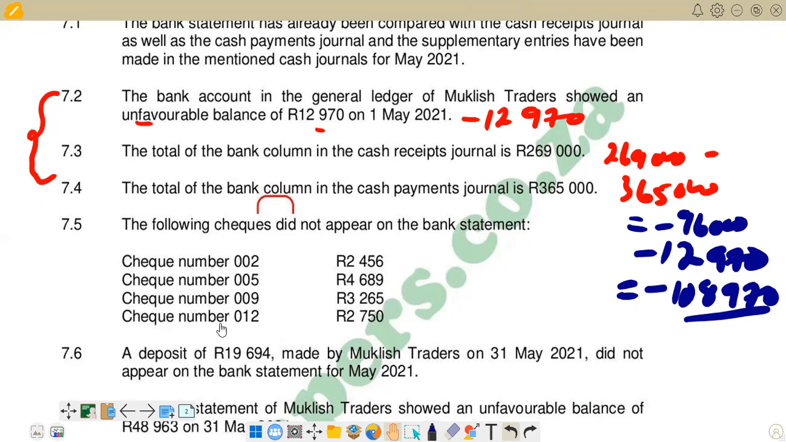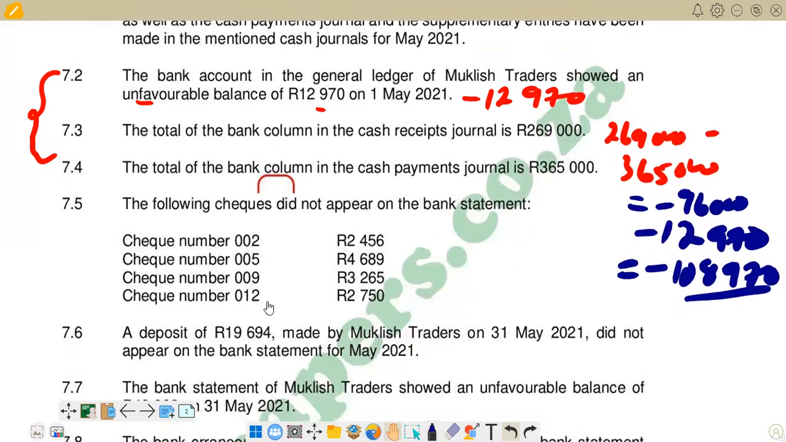And then on 7.6, we've got a deposit of 19,694 made by Muklis Traders on 31 May 2021. It did not appear on the bank statement. Remember, whenever there's a deposit, it's money that is coming into the business. And remember, on the bank statement, when we are having money getting into our account, we credit the bank statement. So we are going to reconcile as such.